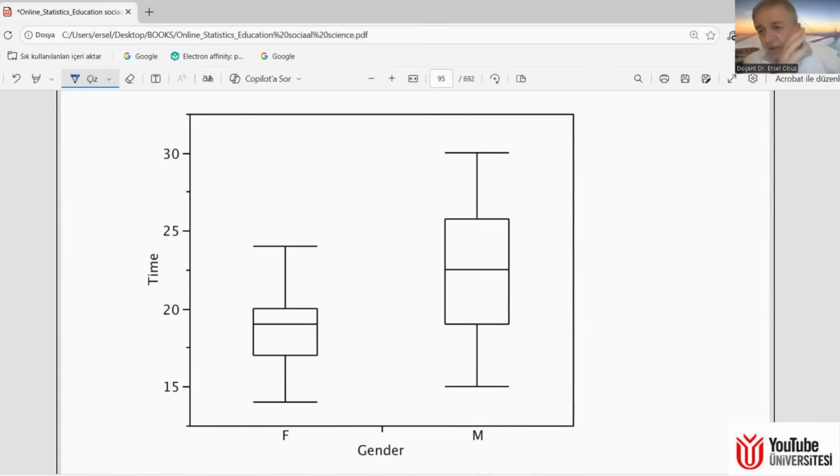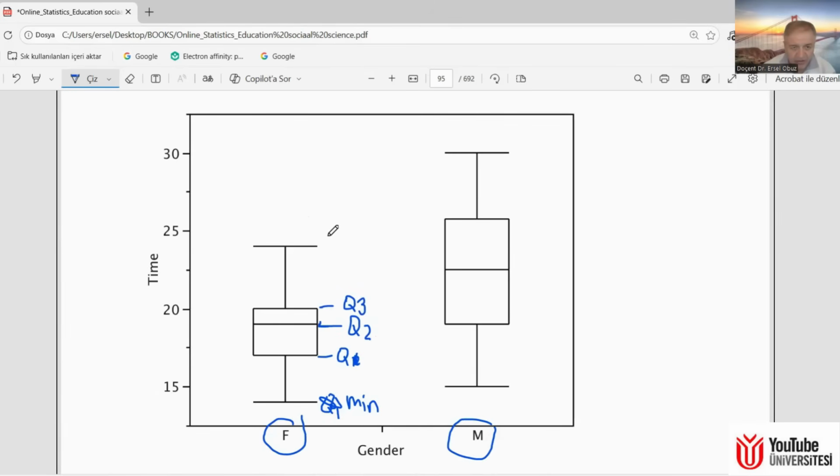But one thing really good about box plots, when you have box plots next to each other. So this is for female, and then this is for male. As you see, let's do it like this: Q1, Q2. I'm sorry. This is the minimum. This is Q1. This is Q2. And then this is Q3, and then this is maximum. And for male, so you have the min, Q1, Q2, Q3, and max.